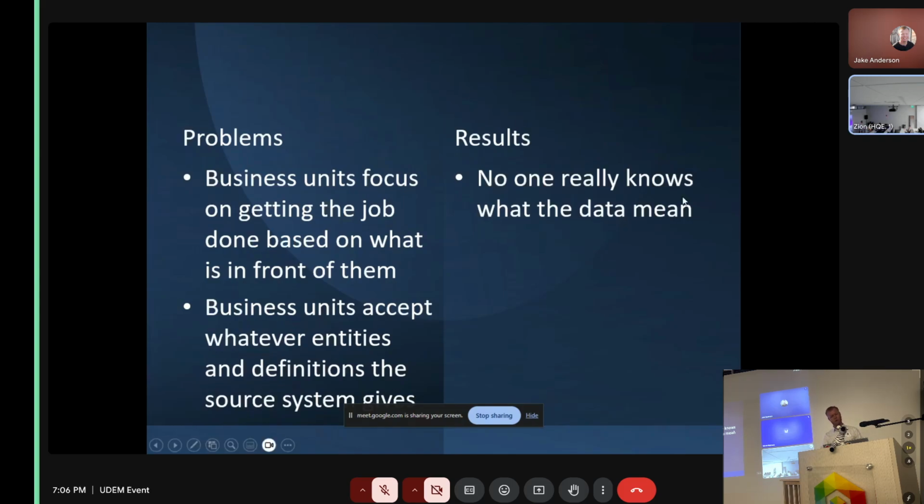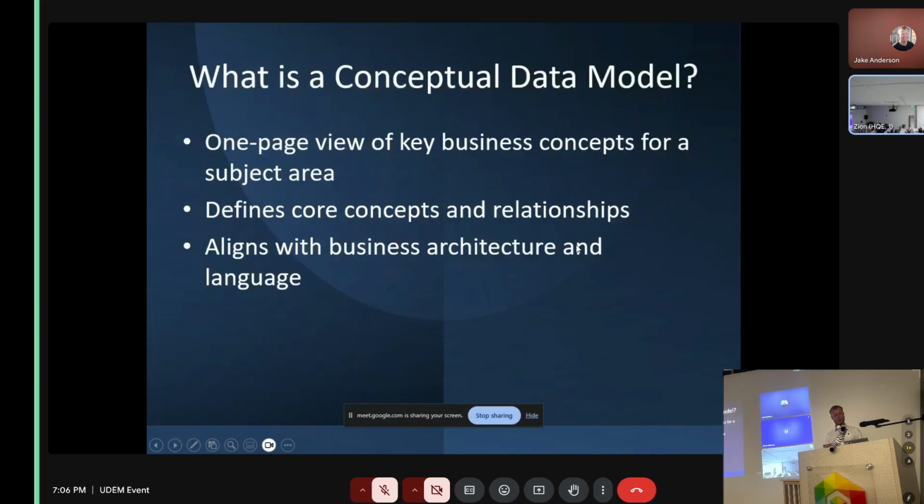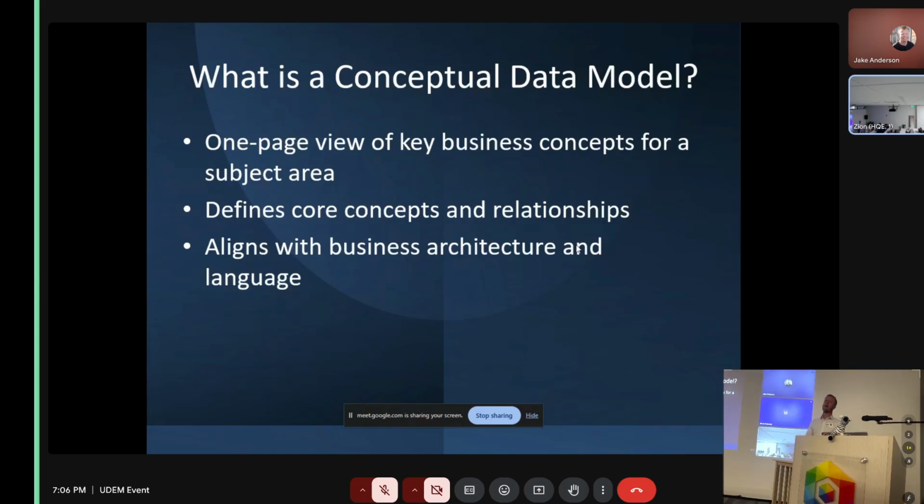So, a common problem. This is a problem in the industry that we've had forever, longer than I can count. At the core of this is that there's oftentimes a lack of a conceptual data model. So what is that? This is a one-pager that looks at just the core concepts for our business. If we say we are a business and we want to operate, what do we need to know?